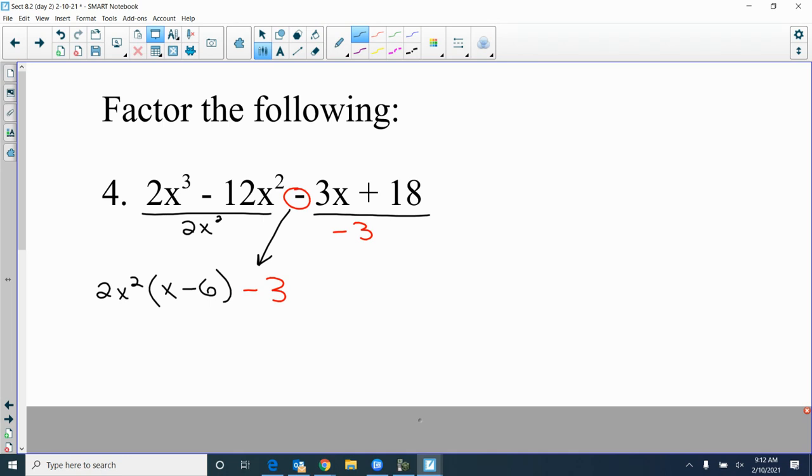But now here's what you got to be careful. What's -3x divided by -3? That is just x. And what's 18 divided by -3? -6. Because if you don't make it a negative, you're not going to get those 2 to match inside. And so I get 2x squared minus 3 times x minus 6.